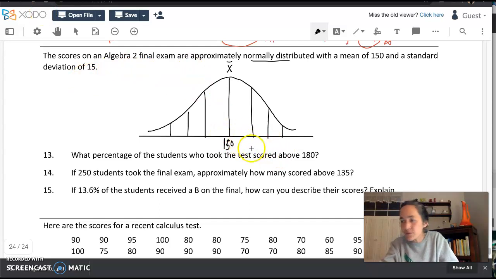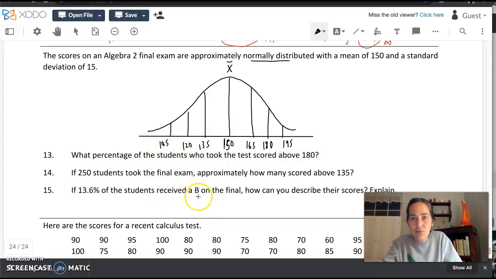So we'll go 150, 165, 180, and then 195. Now we want to subtract the standard deviation a series of times. So 135, 120, and 105. I'm hoping the questions below are asking about some of these scores that we wrote here. For practice, can you put the percentages in too? I just want to get into a rhythm with these numbers.